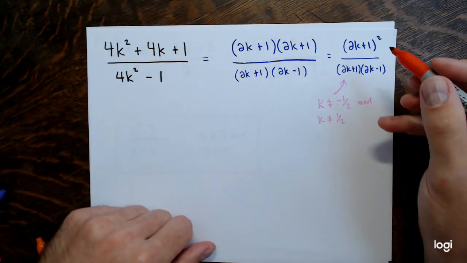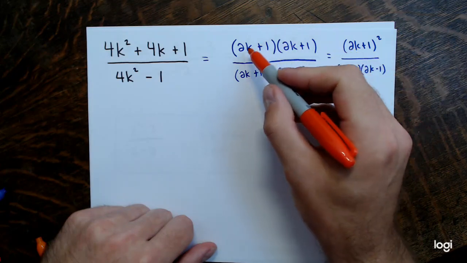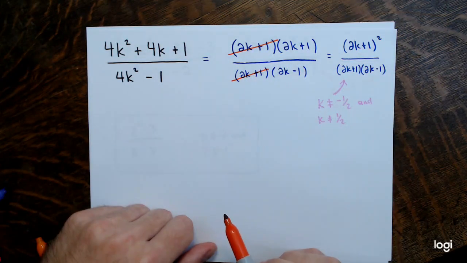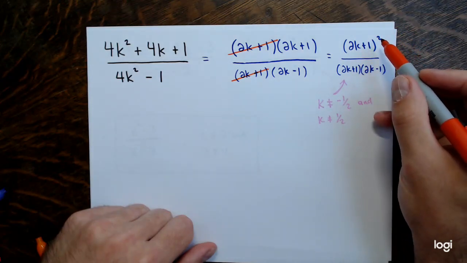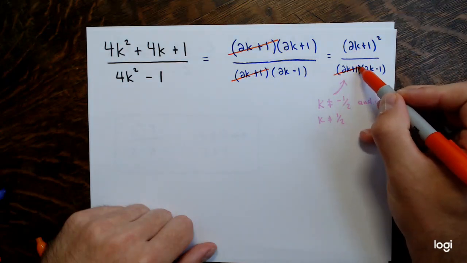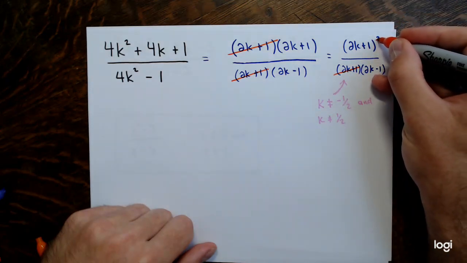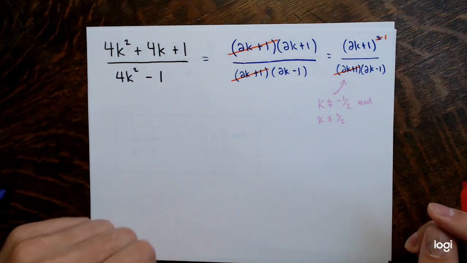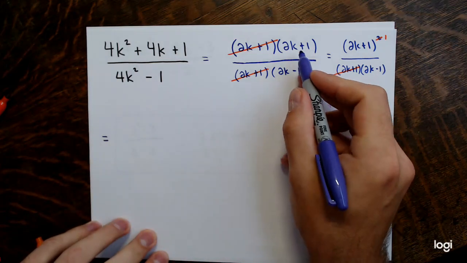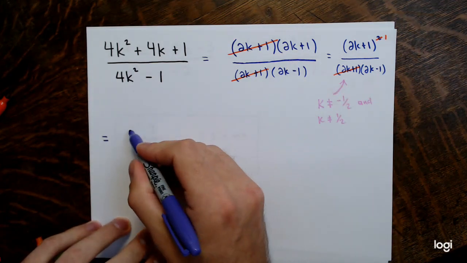Now for the common factor. If you left it this way, I'm seeing 2k plus 1 in the numerator, a factor of 2k plus 1 in the denominator. If you wrote it this way, remember this exponent means that there are two of these. So I see a 2k plus 1 in the denominator, and I'm just getting rid of one of those, so I change the power from 2 to 1. Either way, what's left is, there's only one factor in the numerator, 2k plus 1.